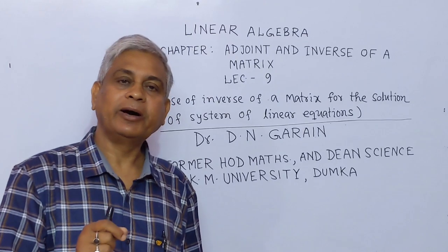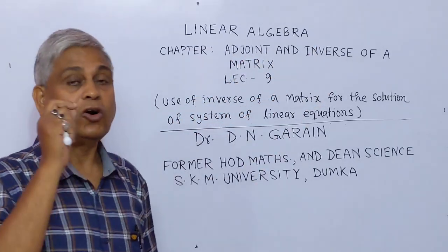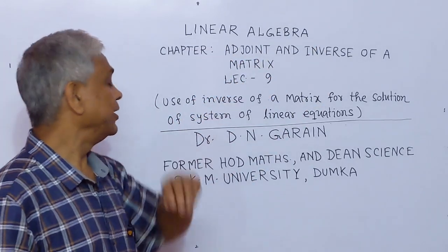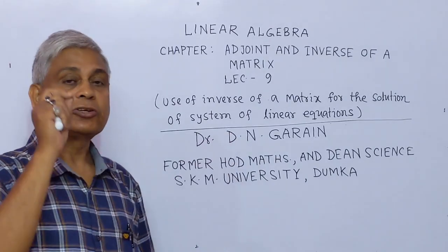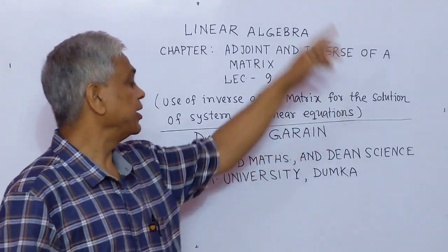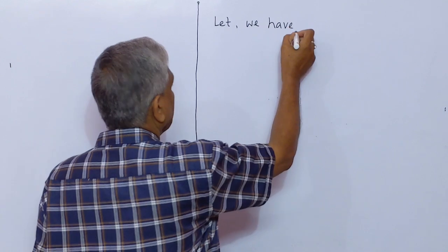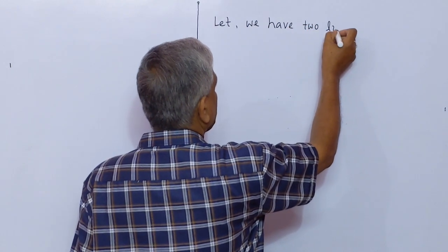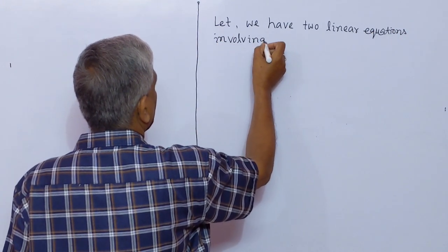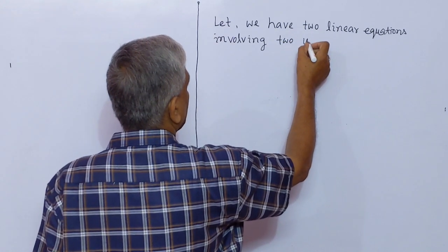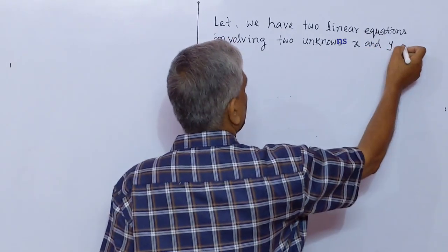Today, I will deliver a lecture on linear algebra, chapter Adjoint and Inverse of a Matrix. Lecture number 9, in which I will use the inverse of a matrix for the solution of a system of linear equations. Let we have two linear equations involving two unknowns x and y as follows.